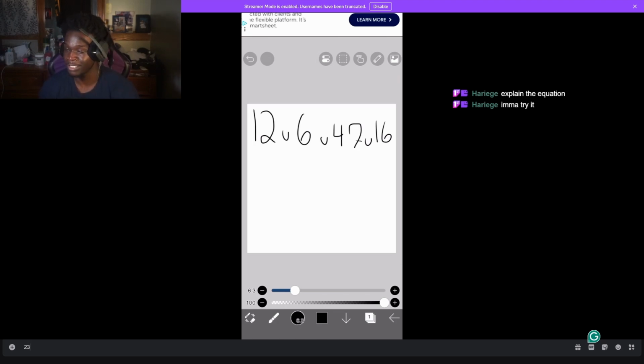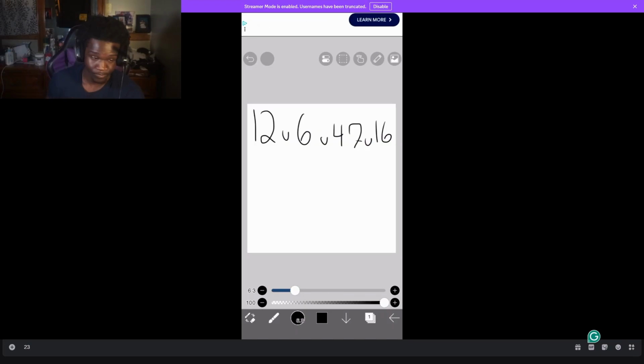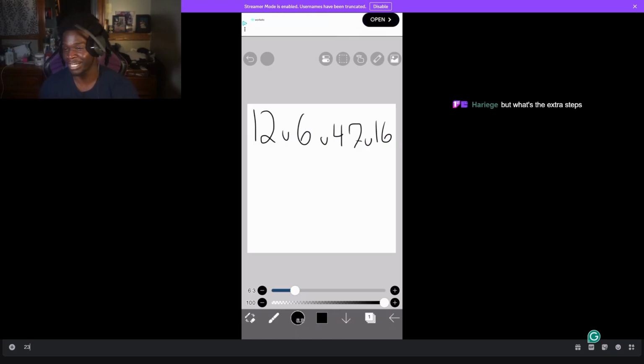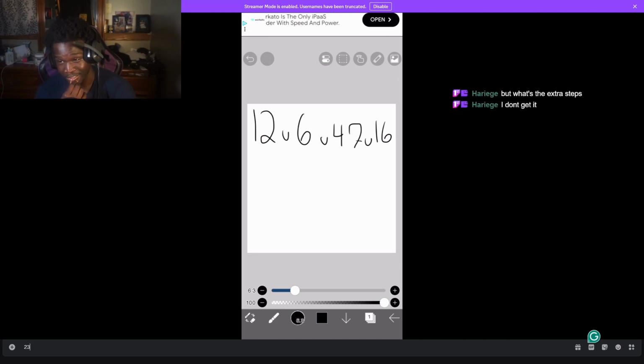Harry said for this problem here, the U's are just addition symbols. So this is basically saying 12 plus 6 plus 47 plus 16. That's it. Is that it, or is there more to that? Because I don't want to lie. There's more. All right, so we gotta go through that equation again. What's 12 plus 6? 18.